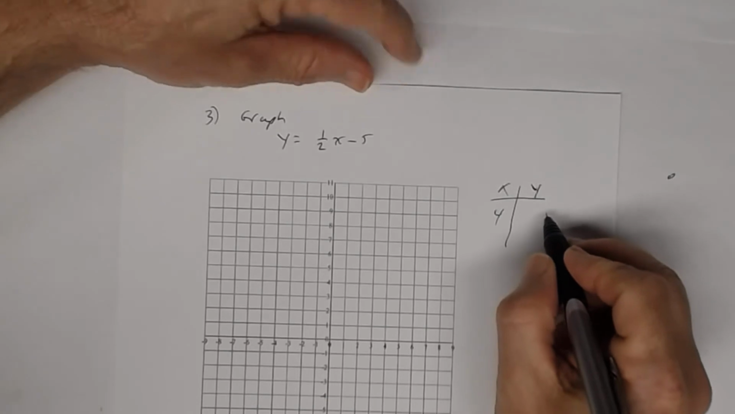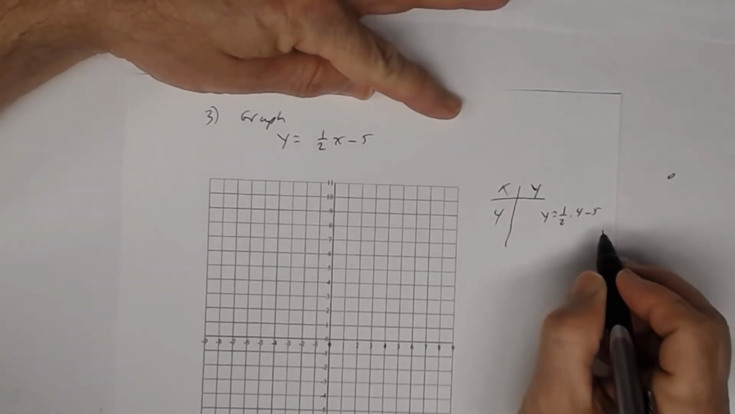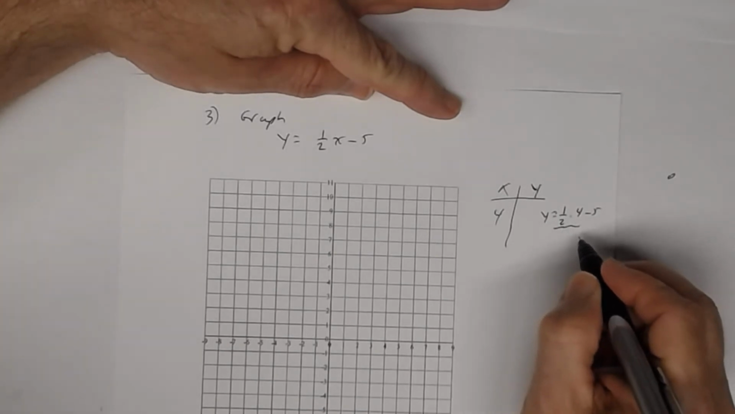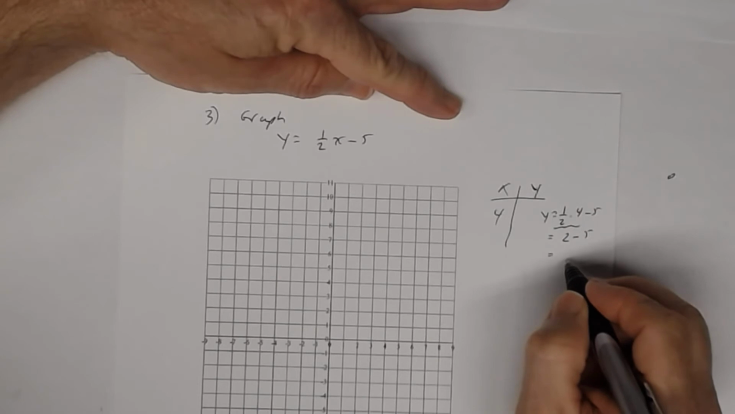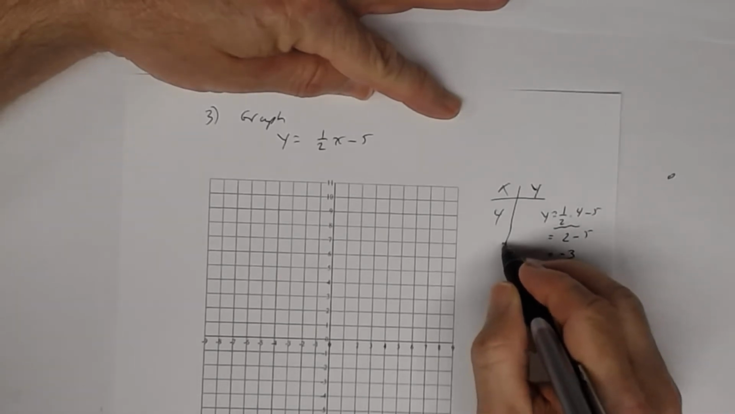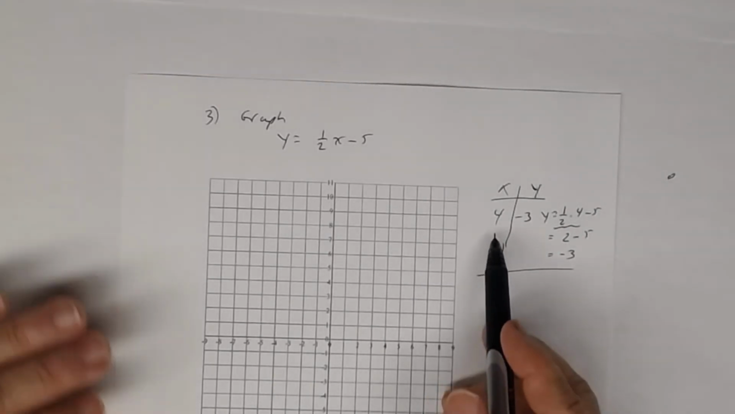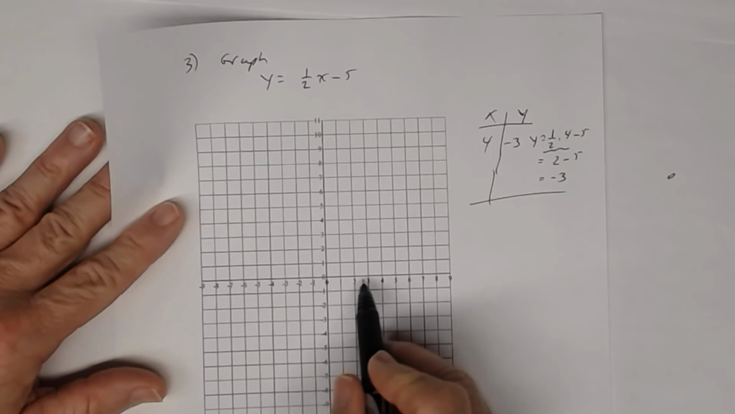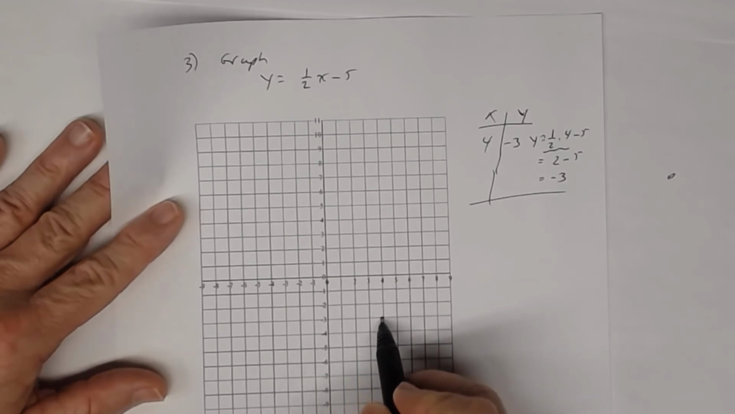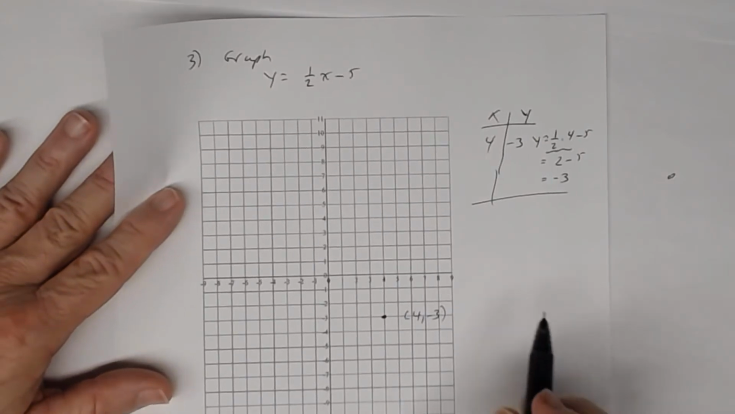So let's check. So y equals 1/2 times 4 minus 5. Well, what is a half of 4? A half of 4 is 2. And what's 2 minus 5? 2 subtract 5 is a negative 3. So hey, I got an integer, right? No fraction, so that's easy to graph. That's easy to plot. So 4, negative 3, I go to the right 4, down 3, and there's the point 4, negative 3.